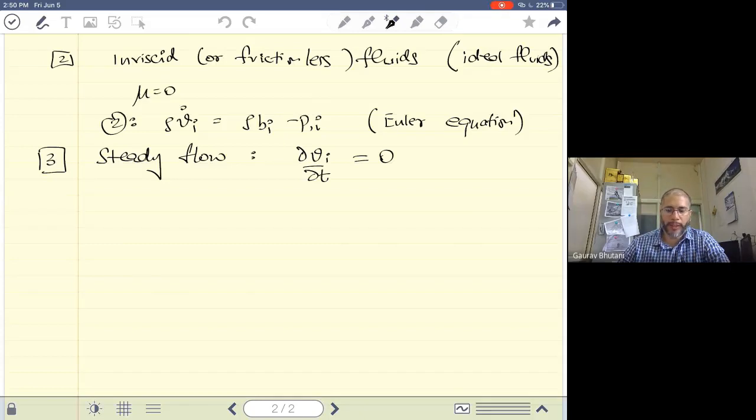Okay, that's again a very common situation that we experience, and we'll be using that for today's application case as well. And the fourth and the final one, which we'll be discussing today as a special case, is called irrotational flow.